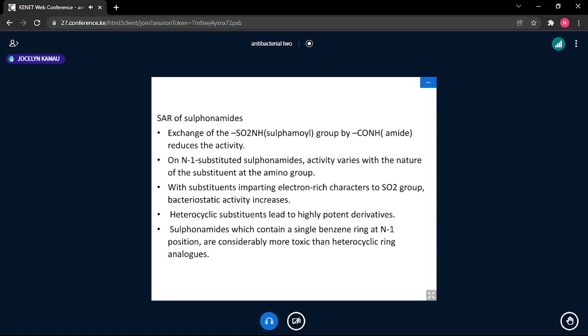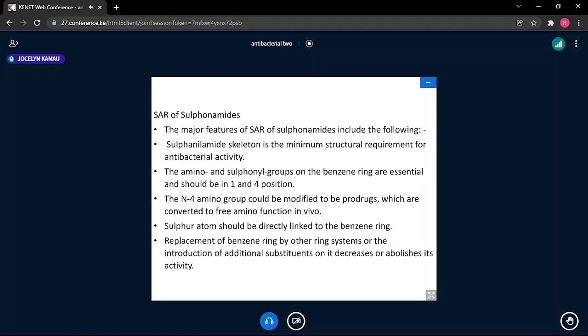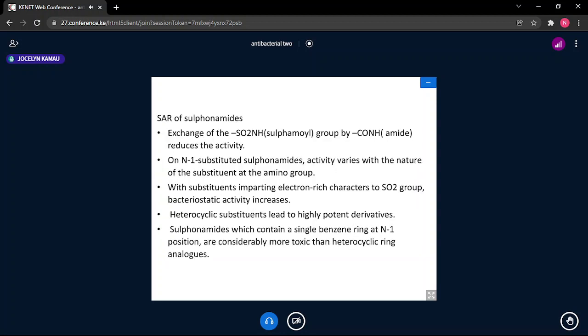So I hope you can see we are building our case, starting from the sulfonamide, important for activity. The para-amino group, important for activity. The sulfamoyl group, important for activity. And we have said, of course, if you substitute the 4 amino group, you will get prodrugs. You must increase your free amino group for activity. Any other substitution is not acceptable.